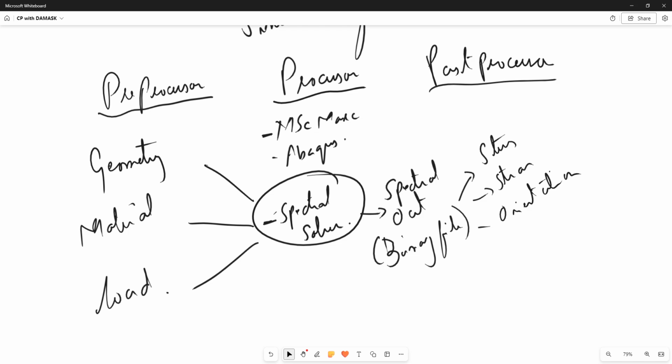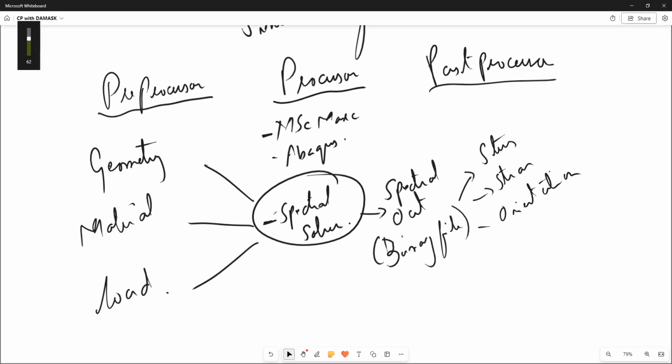So for the preprocessor inputs for the spectral solver, do we first define geometry, or is there no specific order? For example, first geometry, then material, then load. We need these three files to run a simulation. The order of them is not important; what matters is that we need all three of them together. Yes. Good.